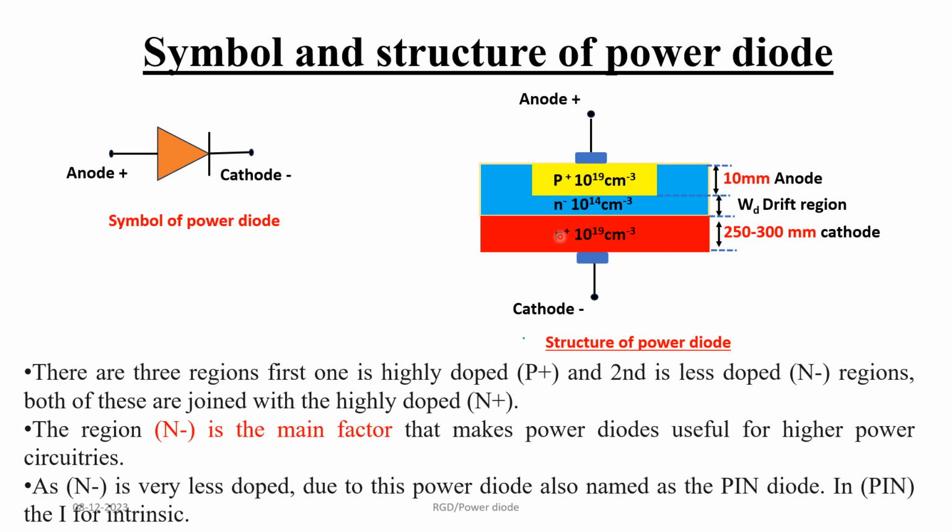So the N minus region is the main factor that makes the power diode useful for high power applications. As the N minus layer is very lightly doped, the power diodes are generally called PIN diodes. In PIN, the I stands for intrinsic.